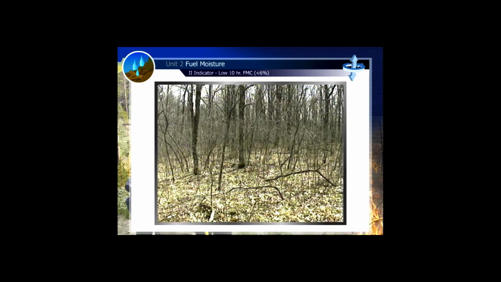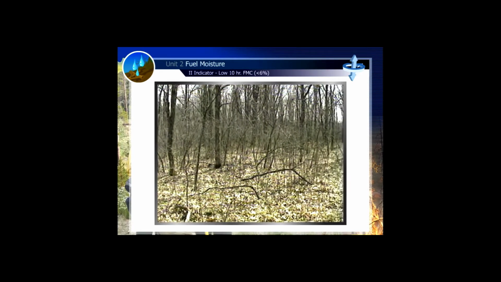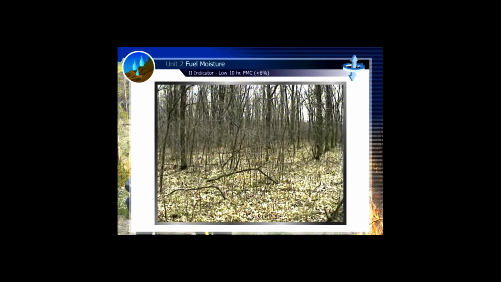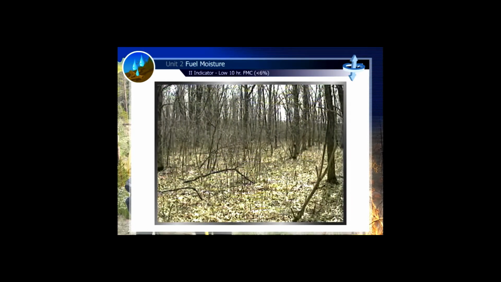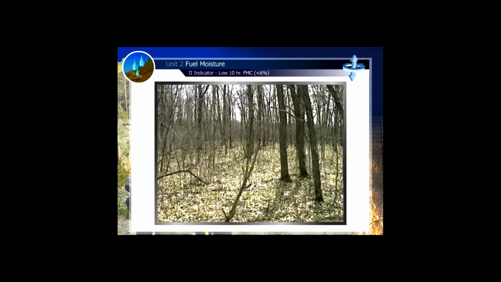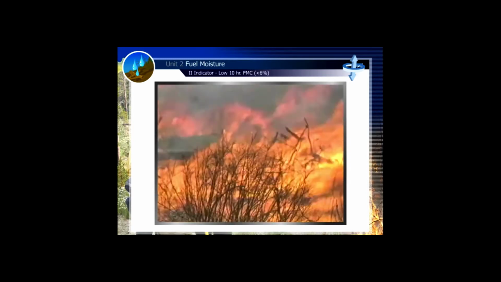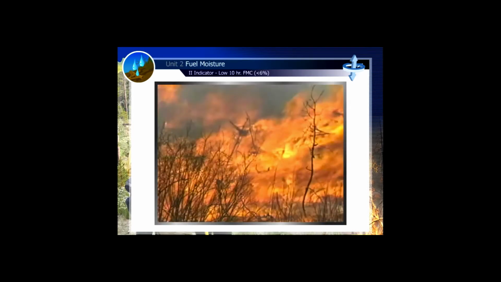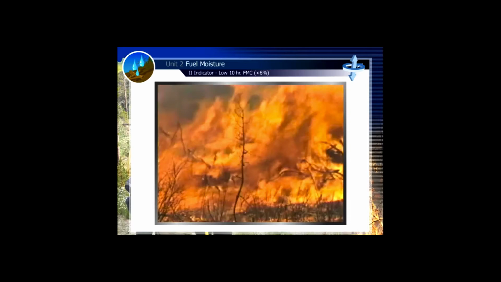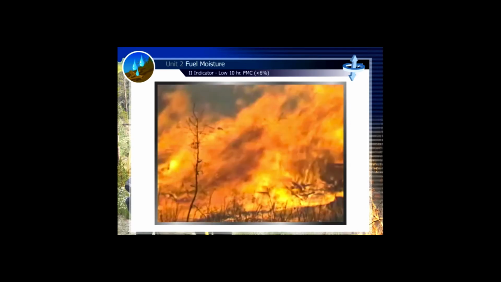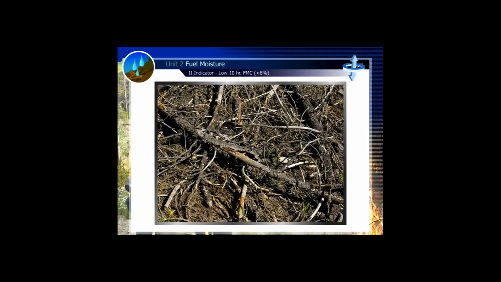The next indicator is low 10-hour fuel moisture content, less than 6%. When sticks and small stems, the 10-hour fuels, have less than 6% fuel moisture content, anticipate fire behavior problems. However, in Alaska and eastern United States, 10%, not 6%, fuel moisture content is considered low. 10-hour fuels play an important role in carrying the fire, so pay attention to their fuel moisture content.